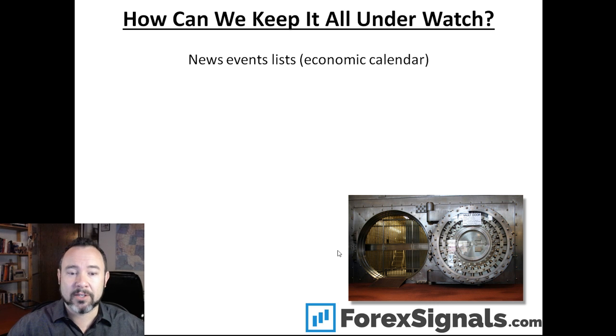News events list. So I touched on it briefly, the economic calendar. I like to use Forex Factory. There's a good economic calendar right inside of Forex Signals chat as well. Some people use MyFX Book. There's economic calendars put out by pretty much all the brokers. There's a bunch of free services out there as well.